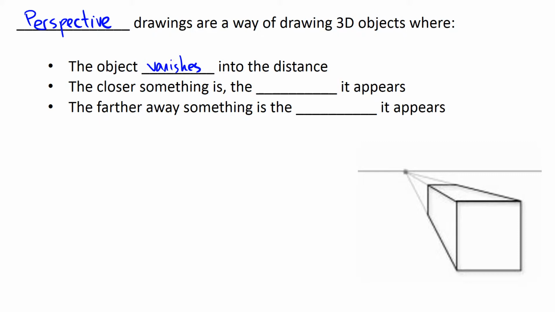What this means is that the closer something is, the bigger it appears, and the farther away something is, the smaller it appears, which is what we experience in real life. If you look at a mountain way off in the distance, it doesn't look very big. But if you stand really close to the base of a mountain, all of a sudden it looks enormous. So perspective drawings are a way to try to capture our real life sense of perspective where things close up are big and things far away are small.